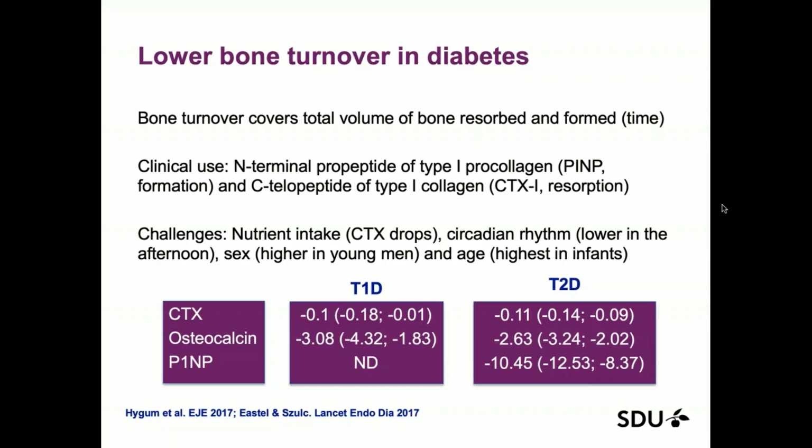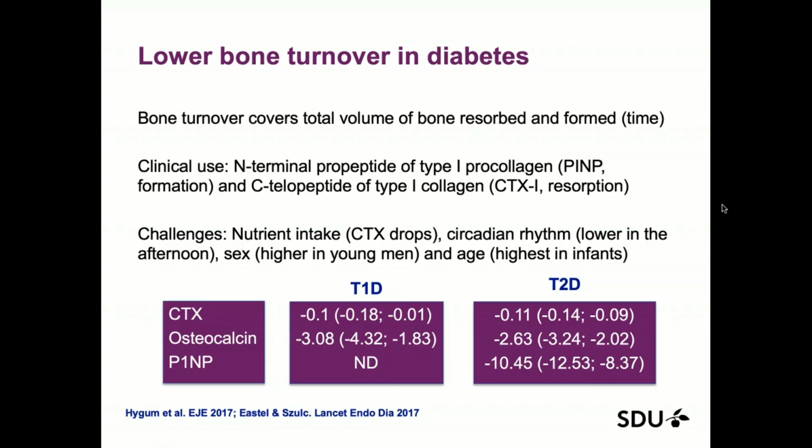So these biochemical markers are very sensitive to a number of different things. For instance, if you eat something, CTX drops dramatically for reasons that remain slightly obscure. There's a certain circadian rhythm to these markers, so they will be low in the afternoon. Therefore, they need to be measured at the same time point, preferably in the morning. Now, there's also a difference between sexes. So levels are higher in young men, and they're also higher in infants.